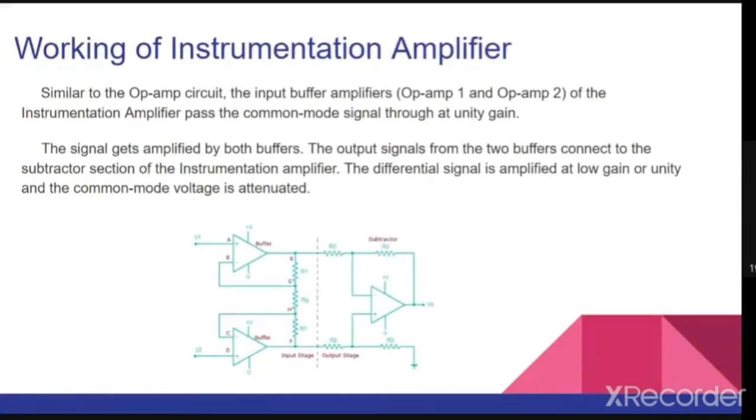Working of instrumentation amplifier. Similar to the op-amp circuit, the input buffer amplifiers, op-amp 1 and op-amp 2, of the instrumentation amplifier pass the common mode signal through at unity gain. The differential signal gets amplified by both buffers. The output signals from the two buffers connect to the subtractor section of the instrumentation amplifier. The differential signal is amplified at low gain or unity and the common mode voltage is attenuated.